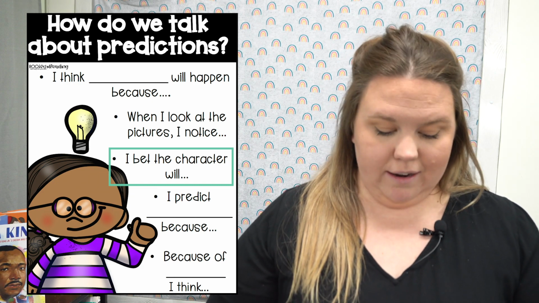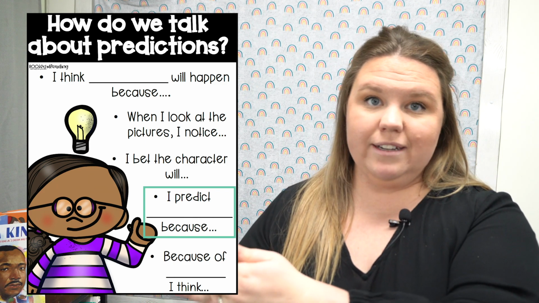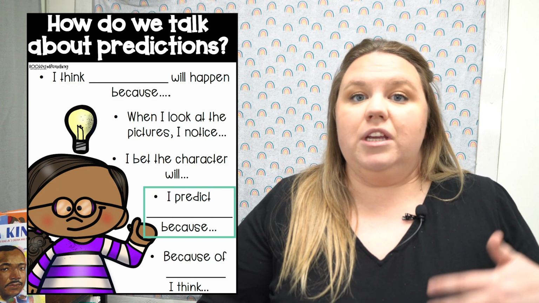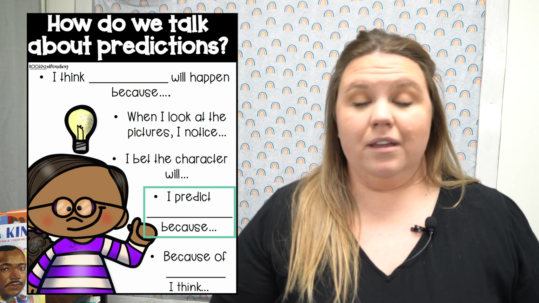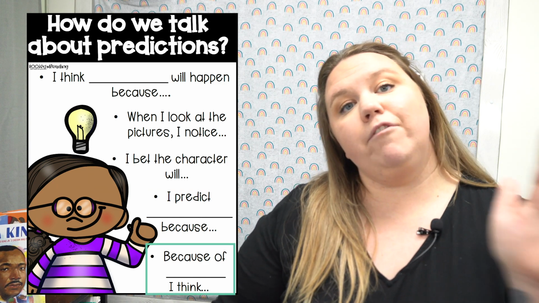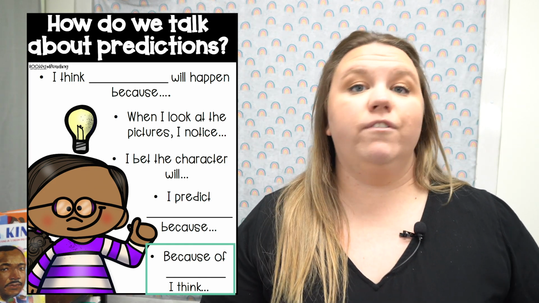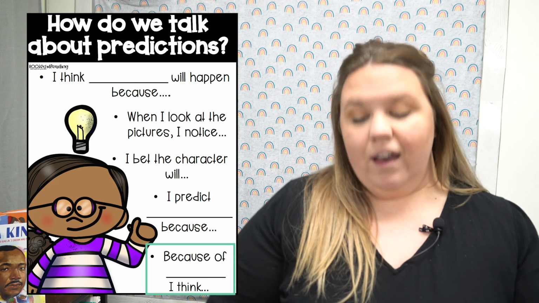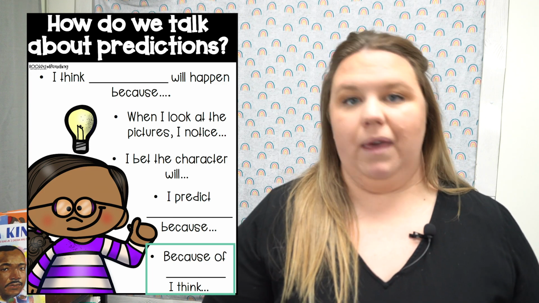The next thing that we can say is, I bet the character will, and you could even insert the name of the character. I bet Sylvie will. What do you think she's gonna do? You can make a prediction. Another thing that you could say is just, I predict, and tell me what you predict. And then you can say, I predict she will end up pink because on the cover she's pink. Maybe that's a prediction you have. And then the last one is, because of blank, I think, okay? So let's use the cover for the example because we haven't read the story yet. Let's use the cover of the book. Because she is pink on the cover, I think that she's gonna end up pink.